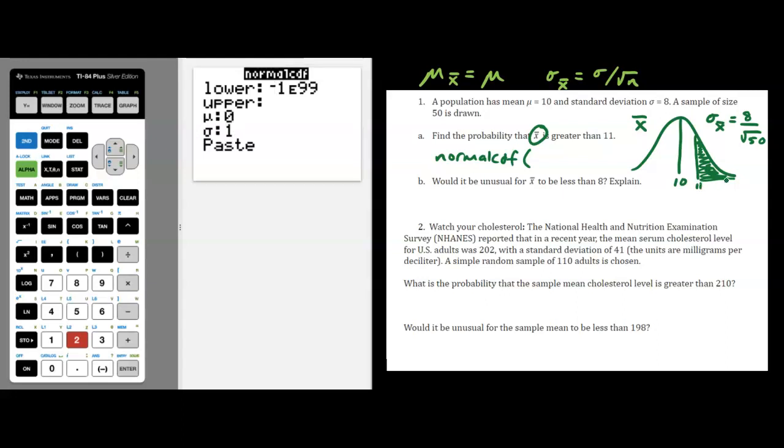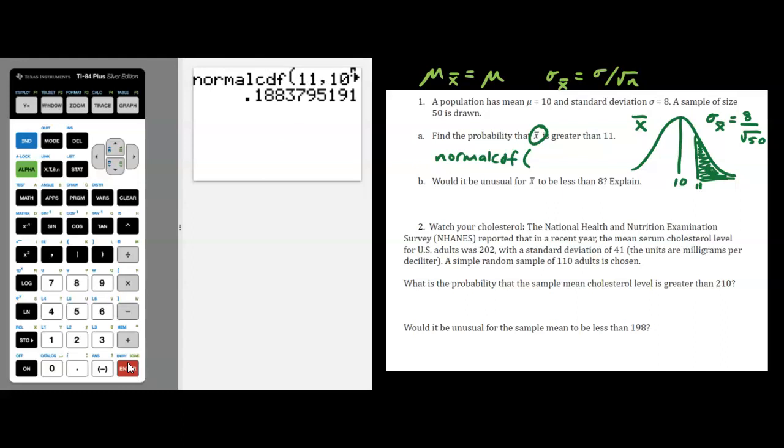If this is my shaded region and I'm looking from left to right, my lower bound is going to be 11, so let's enter that. My upper bound is going forever to the right, so my upper bound is going to be 10 raised to the 99th power. My mean is 10, the same as the mean of the original population. And then the standard deviation is not just 8, it's going to be 8 divided by the square root of 50. This is because this is a distribution of sample means. This is not a normal population.